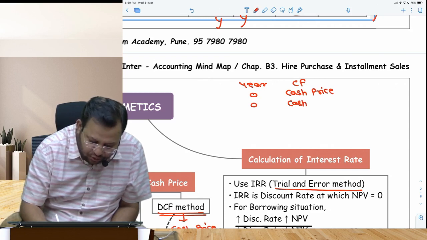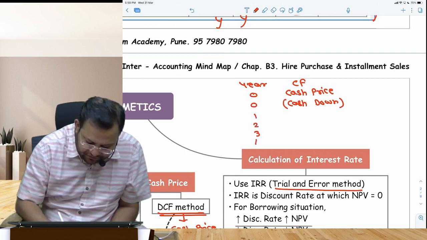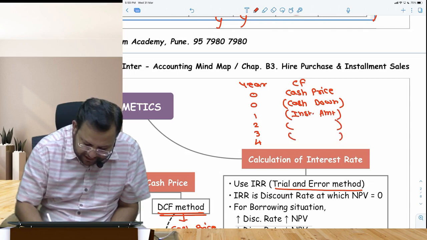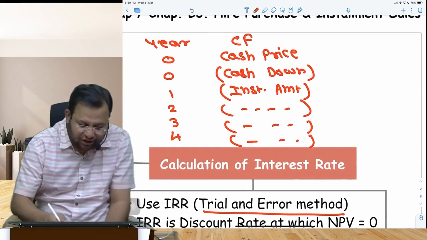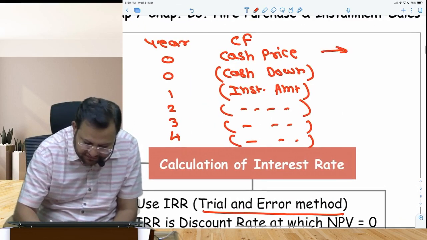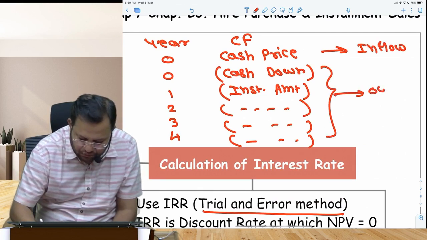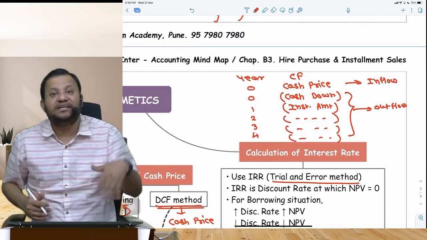कैश डाउन का आउटफ्लो होगा। ईयर 1, 2, 3, 4 क्या होगा, आपका इंस्टॉलमेंट आएगा, INST अमाउंट, बट ये सब कुछ क्या रहेगा बच्चों, आउटफ्लो रहेगा। तो अगर आपको ये इनफ्लोज और आउटफ्लो पता है तो आप क्या कर सकते हो, मटका कर सकते हो। सो देयर इज समथिंग इनफ्लो, दिस इज अ इनफ्लो फॉर अ बायर, these are outflows. So you do trial and error by using multiple discount rates.